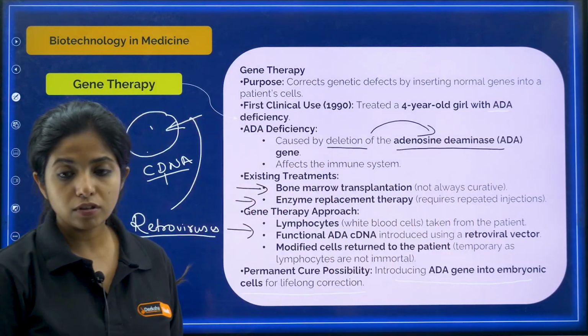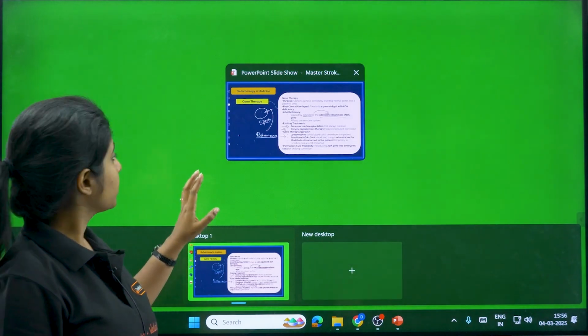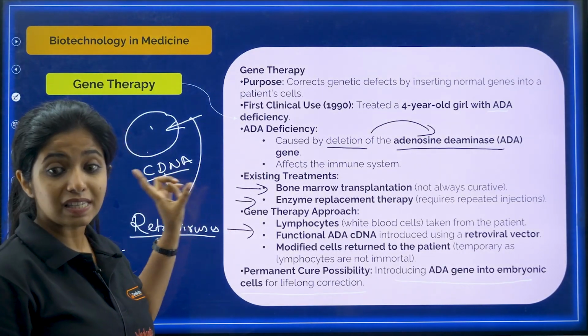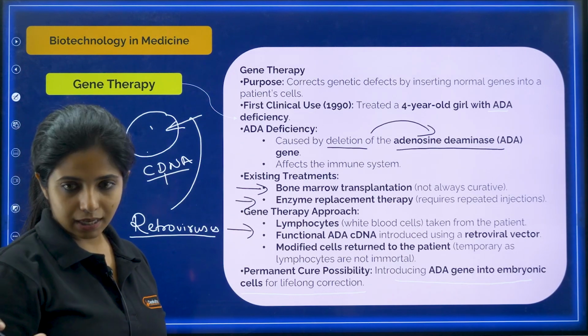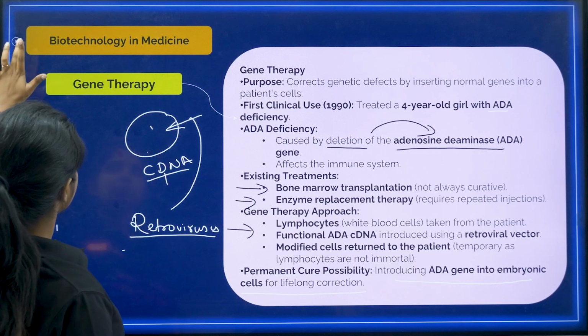It is affecting your immune system. The lymphocytes are taken and put back, using the retroviruses. We are going to insert the cDNA, complementary DNA, that is going to code for adenosine deaminase and things like that. Done? Cool. So that is about biotechnology in medicine.